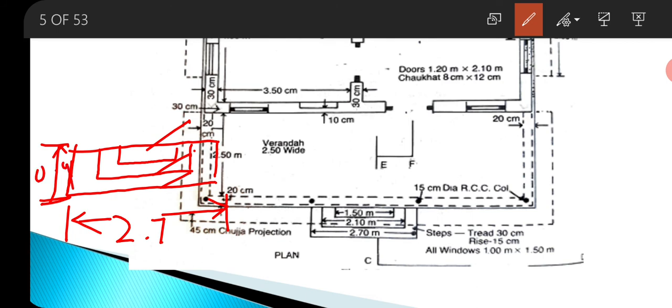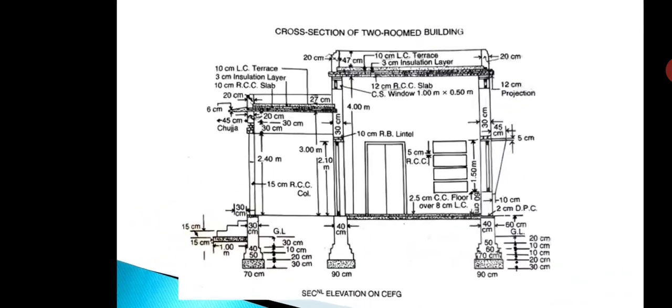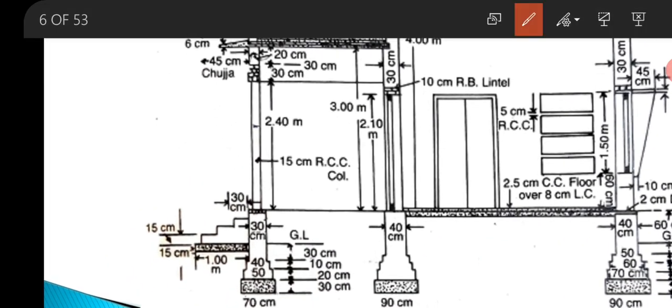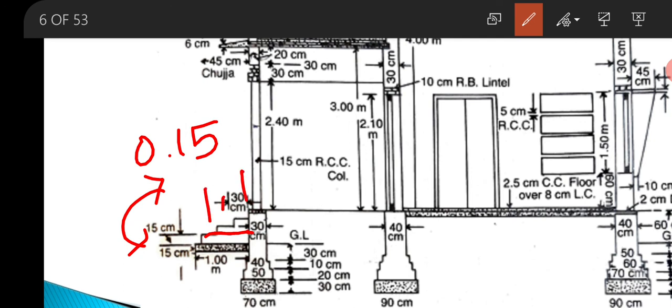Clear? And the thickness of the first step, you can see here, this is the cross-sectional detail of the step, and the thickness is given as 15 centimeter, that is 0.15. So first step is of thickness 0.15 and you can see this is the total width of the first step. This is equal to 30, 30, 30. So 0.9.